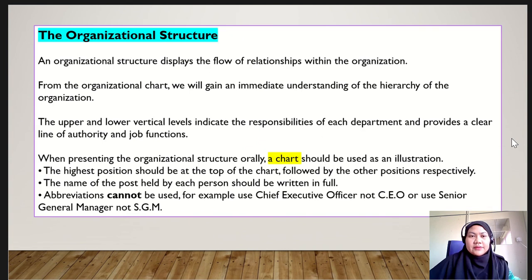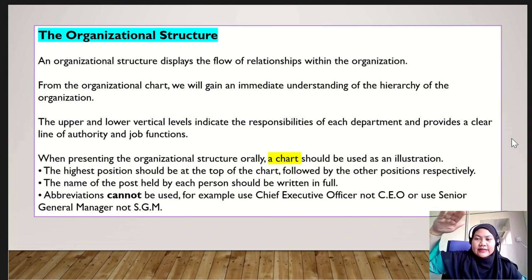Okay, now we are going to talk about the organizational structure. Usually an organizational structure is going to be vertical, meaning that at the highest point we have one person or a group of people, and after that we have a group of people that the first level is responsible for, things like that. The organizational structure is very important because it clearly indicates the responsibility of each department.